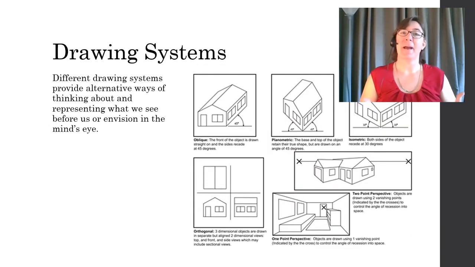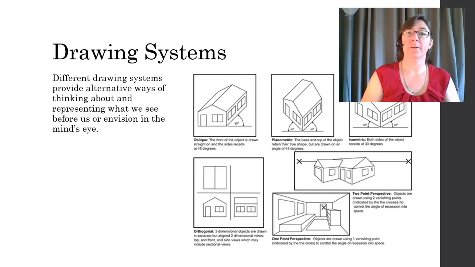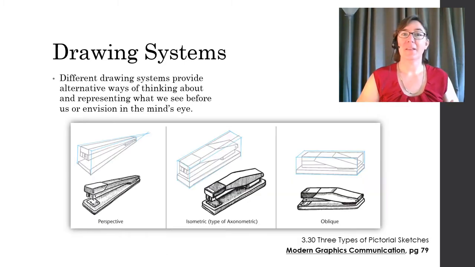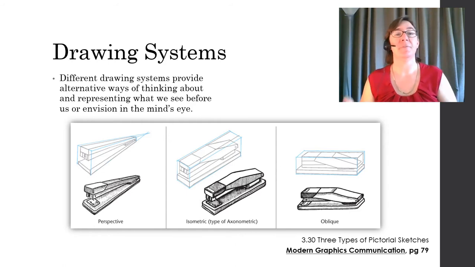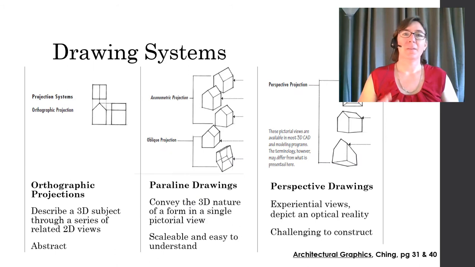Last week, you learned about different drawing systems and how they provide alternate ways to think about what you want to represent and how you envision your design. And so we learned about orthographic systems and multi-view drawings last week. This week, we're going to move on to some of the pictorial systems. So let's do some definitions of these different systems.